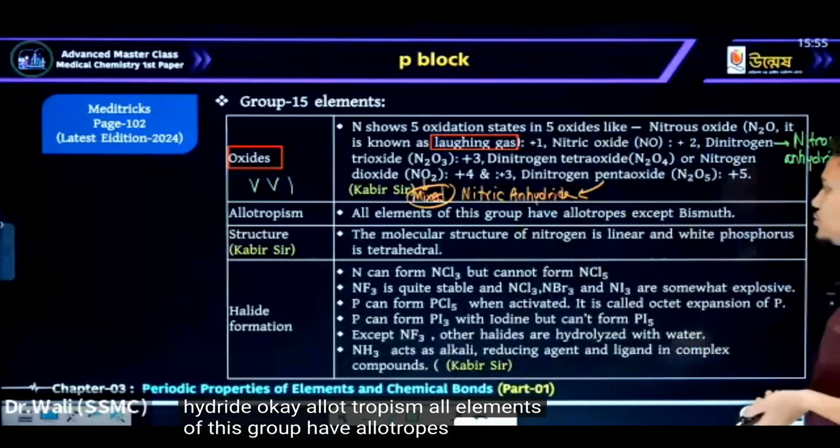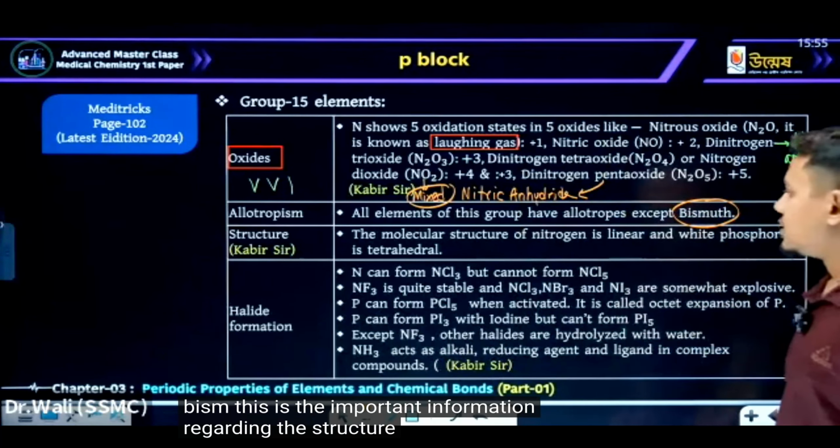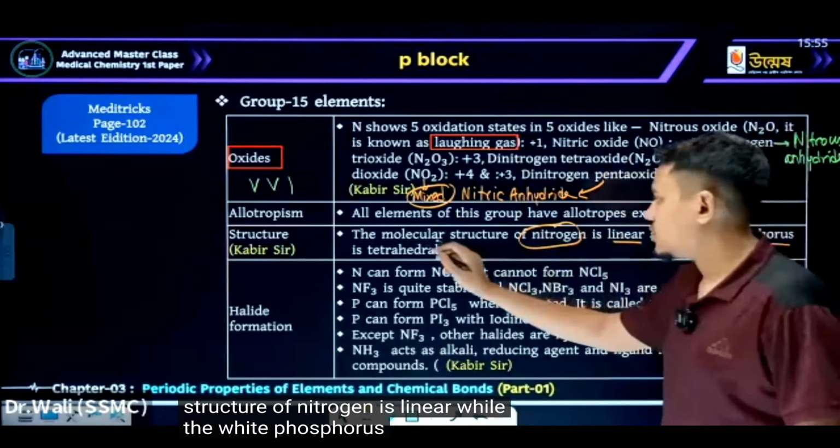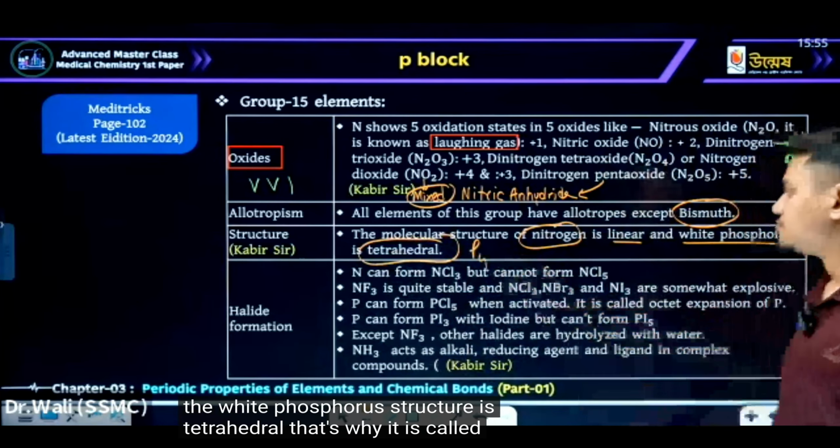Okay, allotropism. All elements of this group have allotropes except this one. This is the important information. Regarding the structure, the molecular structure of nitrogen is linear, while the white phosphorus structure is tetrahedral. That's why it is called P4.